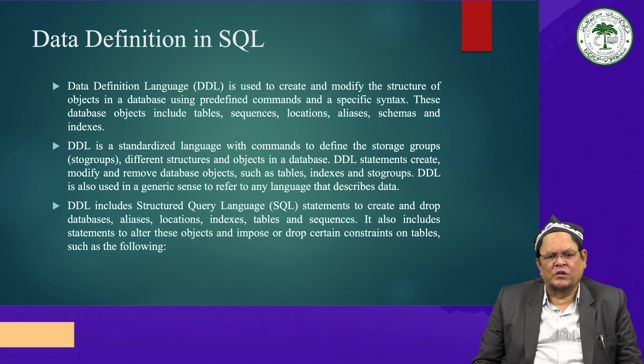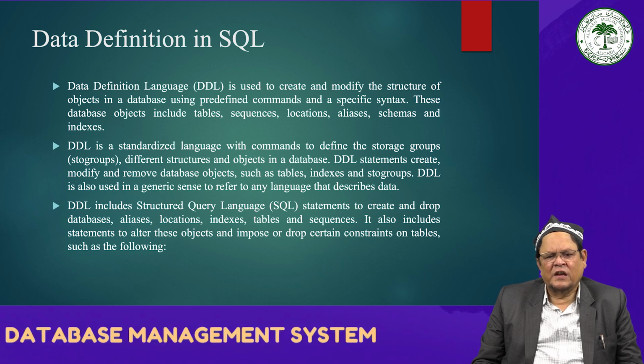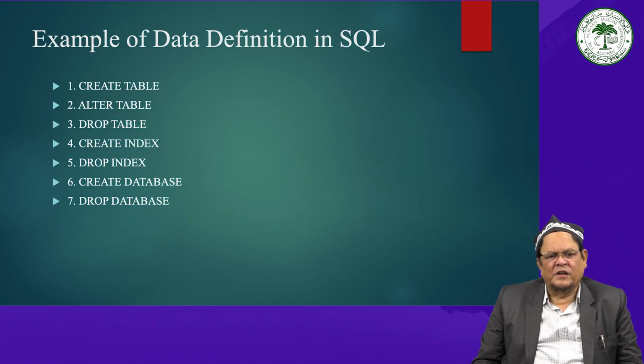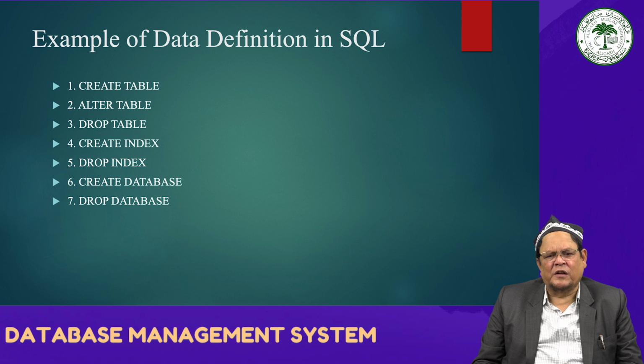These objects include tables, sequences, locations, aliases, schemas, and indexes, but DDL is more than just a set of commands. It's a standardized language that empowers us to define storage groups, structures, and objects within our databases. With DDL statements, we can create, modify, and remove database objects such as tables, indexes, and storage groups. DDL are fundamental tools for shaping the structure of databases.